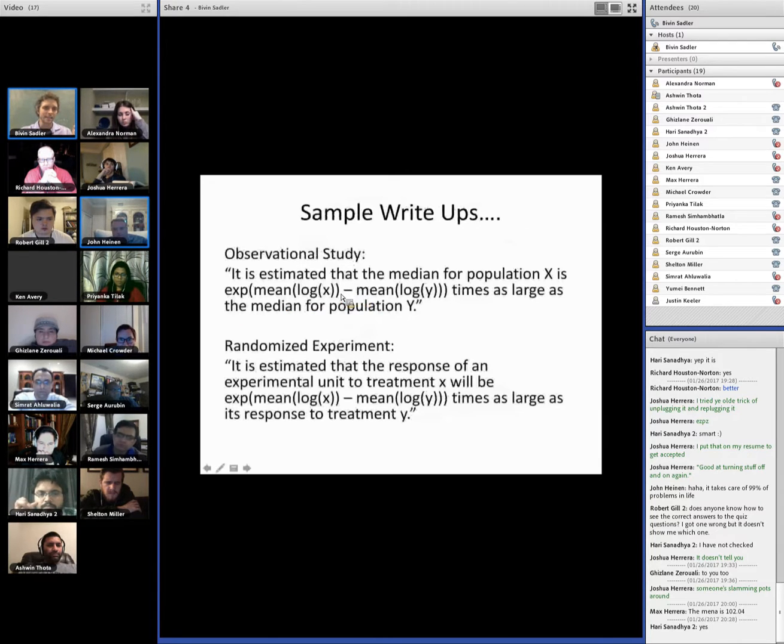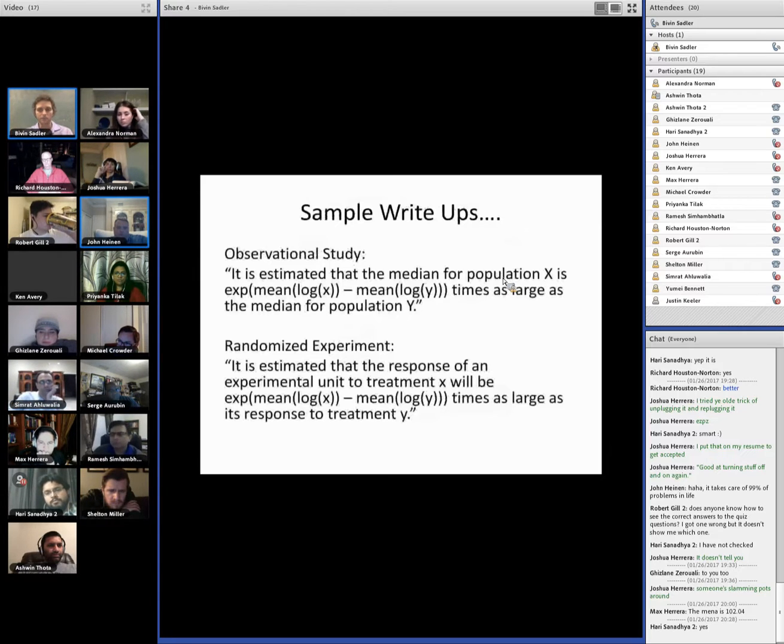And that would be confusing to hear about, but it's much easier once I show you what that actually means. I'm just introducing it to you now. So it's estimated that the median, not the mean, but the median of the population X is e to the difference of the means on the log scale times as large as the median for population Y. If this value turns out to be 5, that means the median of population X is assumed to be 5 times the median of population Y.